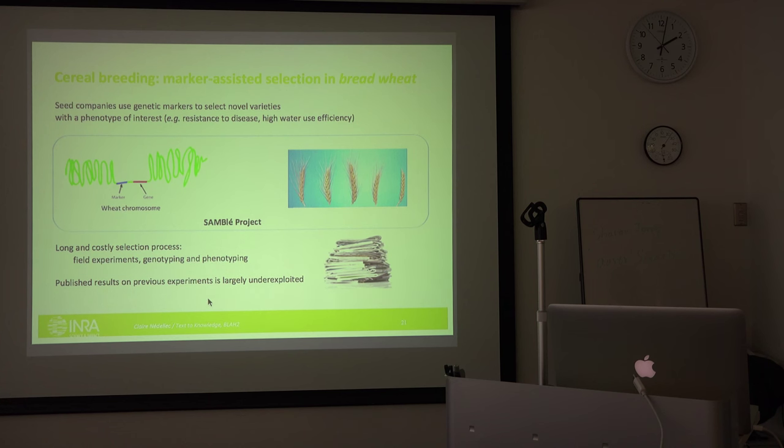They need a field experiment and genotyping. And it's very long and costly, and at the same time, it's very important to try to develop new seeds that resist disease or that require less water than other seeds. There are a lot of published results on previous experiments, but they are largely underexploited because they are in free text.